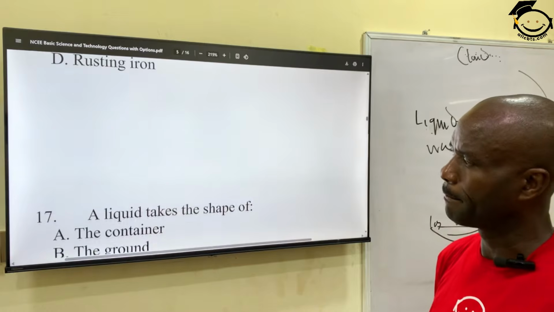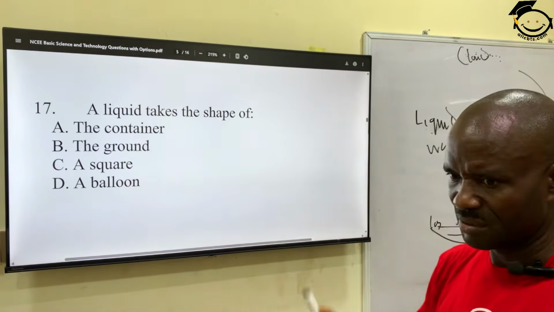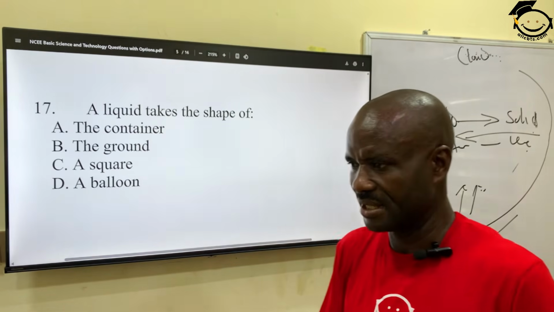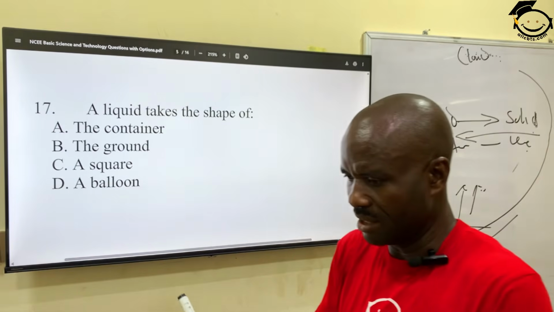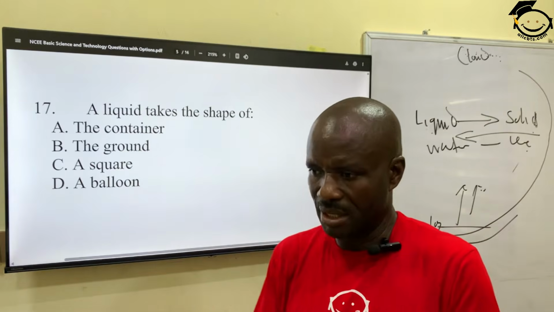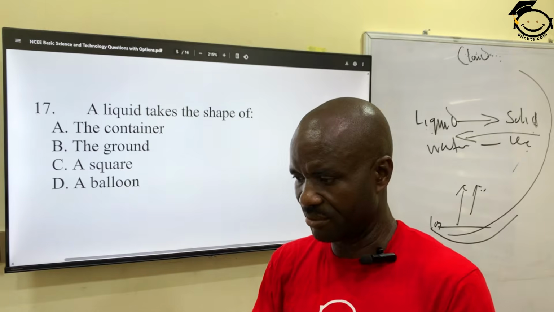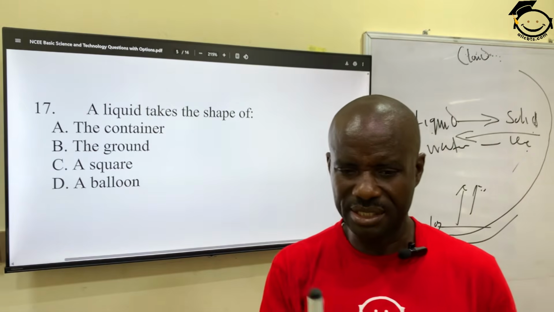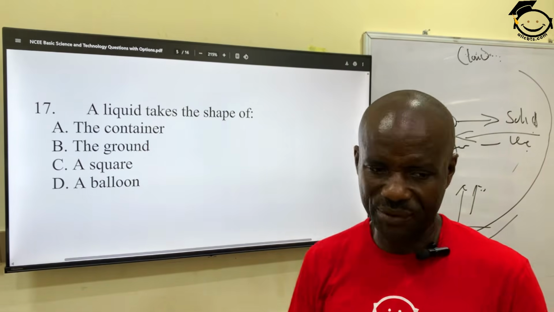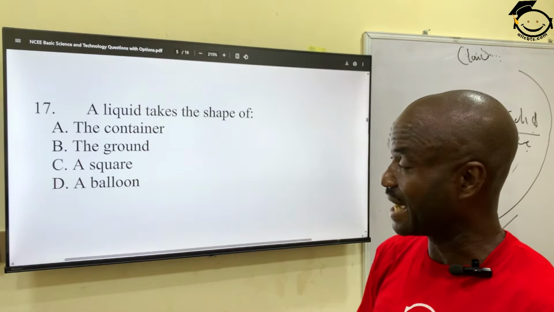Question 17. A liquid does not have its own shape. In fact, liquid cannot stand on its own, unlike solid. If you have a ball, a bunch of keys, or a particular object, it has the shape of, for instance, a cylinder. But you cannot just do that for a liquid. Liquid does not have a shape of its own, except you put it inside a container.